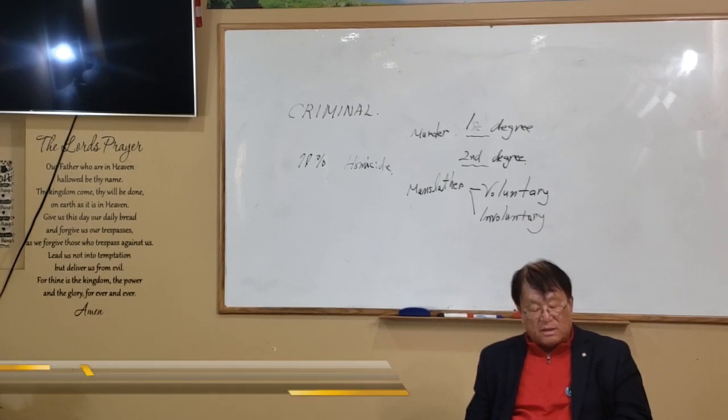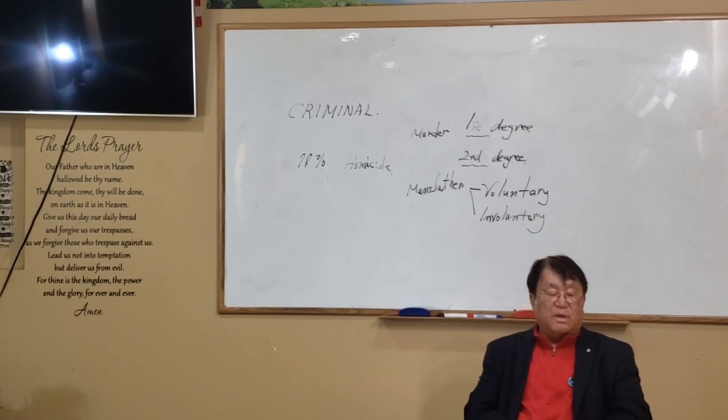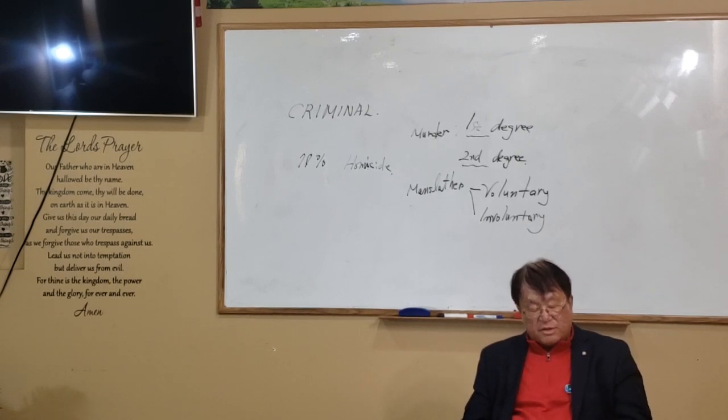Other crimes against a person. Assault and battery. Battery means the unlawful application of force to the person of another. Actus reus: the mere application of force is sufficient.